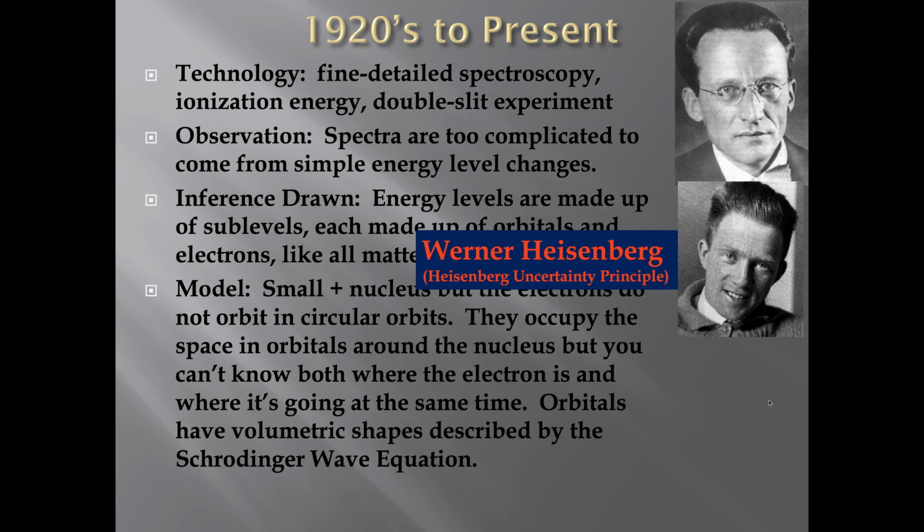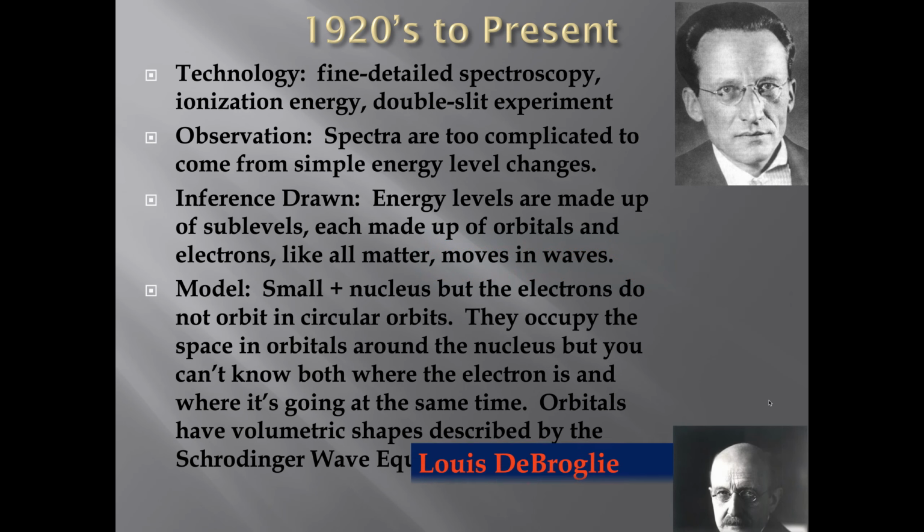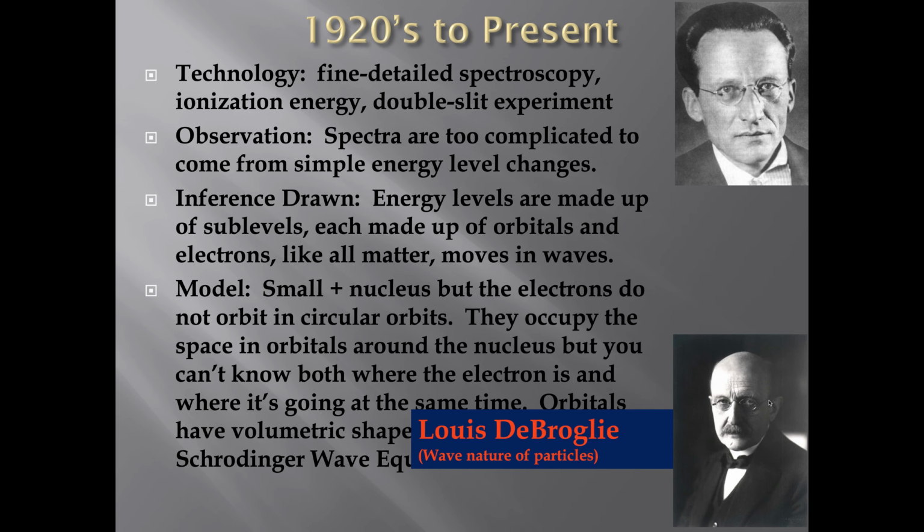Then we have Werner Heisenberg, who came up with the Heisenberg uncertainty principle that says that any effort you make to figure out where an electron is will change its location. And any attempt you make to figure out what direction an electron is going will change the direction of the electron. So you cannot know with any certainty both the direction and location of an electron. And then Louis de Broglie came up with the idea that all particles travel in waves. The larger the particle, the less noticeable its wave function is.